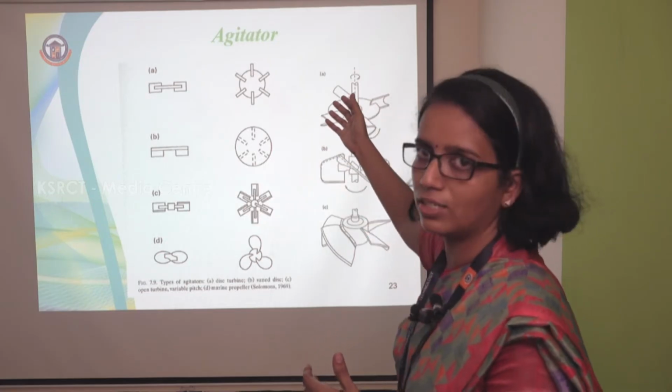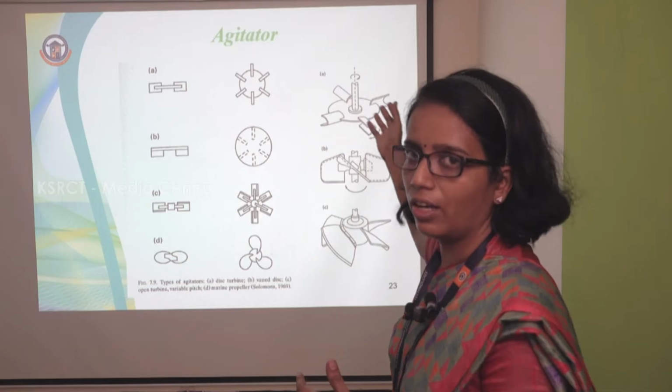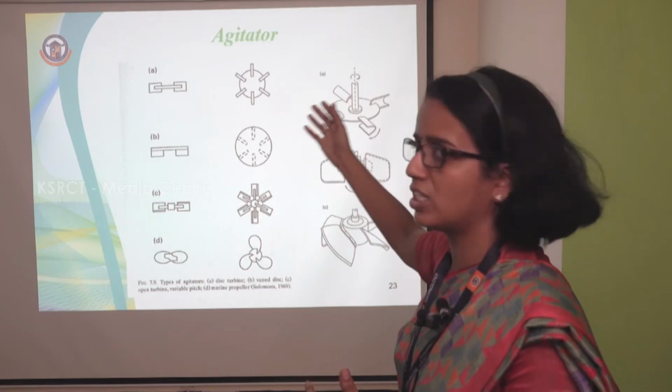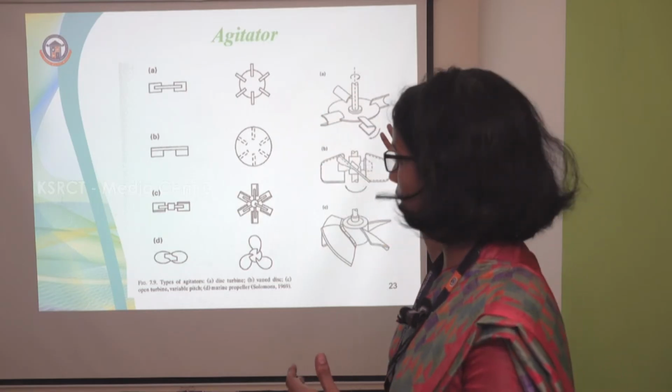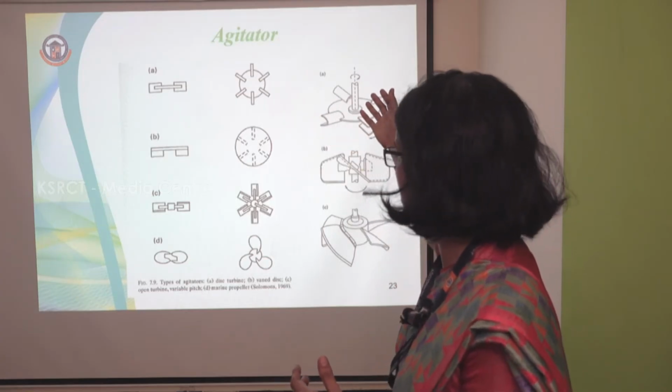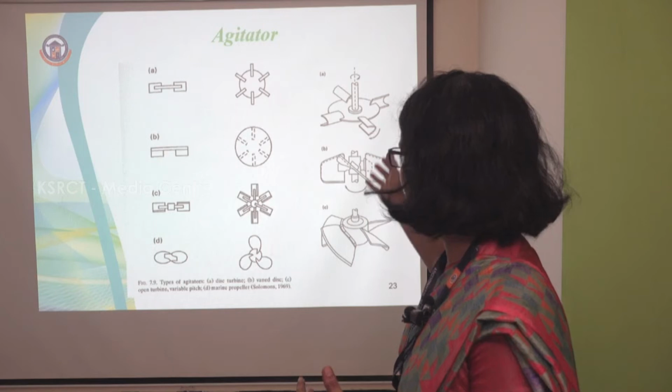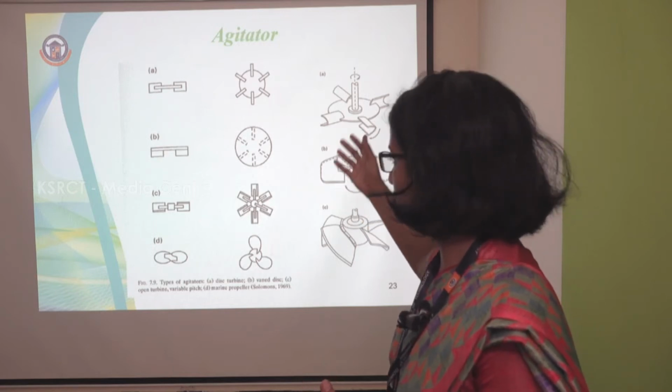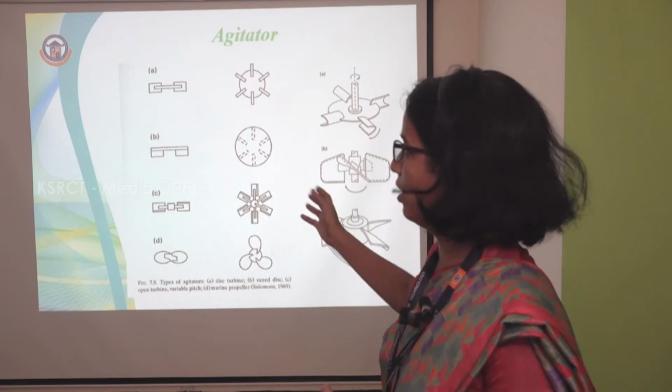The first one is the two-dimensional view, and the last one is the three-dimensional view of each vane disc, and not only vane disc but other agitators also. The first one is the vane disc turbine, the second one is the vane disc, the third one is the open turbine, and the last one is the marine propeller.